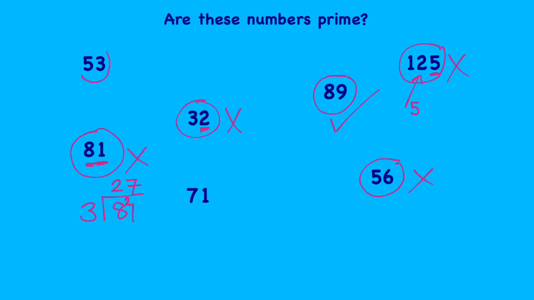Now, taking the number 53, well, I know that 2, 3, no, 4, 5, 6, no, none of those numbers divide into 53. 53 only has the factors 1 and 53, so 53 is a prime, and so is 71. 71 is also a prime number. Well done. If you got any of those wrong, go back and have a look at the video again to remind yourself of what to look for to see if a number is prime.